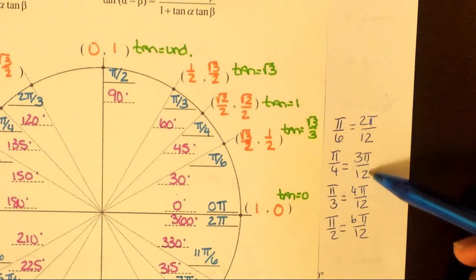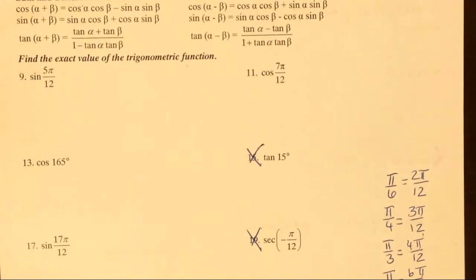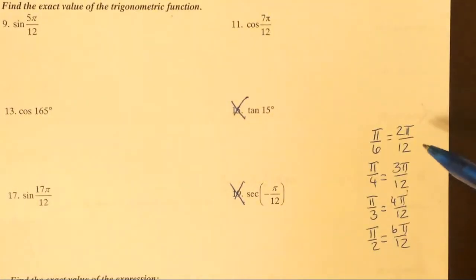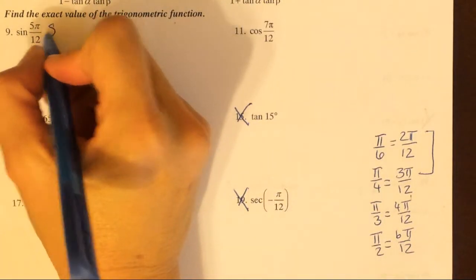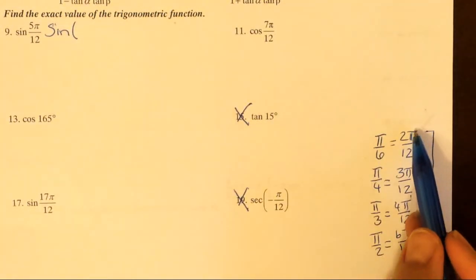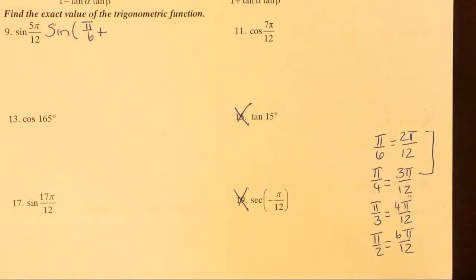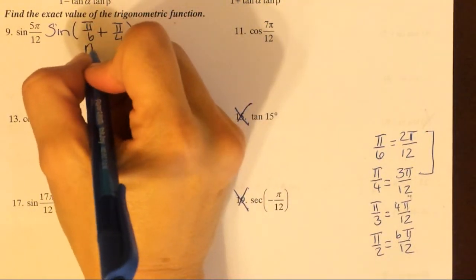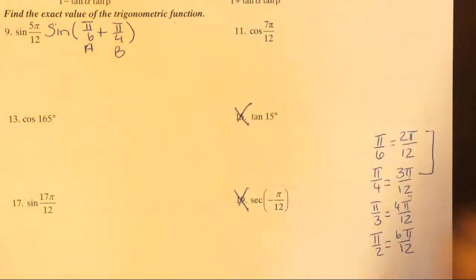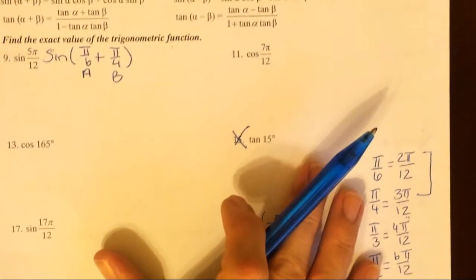So now all my fractions are over 12, and on number 9, I'm trying to get 5 pi over 12. So which of these fractions adds up to 5 pi over 12? Well, these two do. So I'm going to rewrite this problem to say sine of 2 pi over 12 and 3 pi over 12, which means I'm adding pi over 6 plus pi over 4. So this is going to be my alpha in the formula, and this is going to be my beta in the formula. At the top, we have our formula for sine, where you're adding.